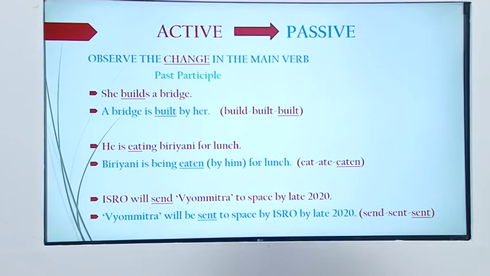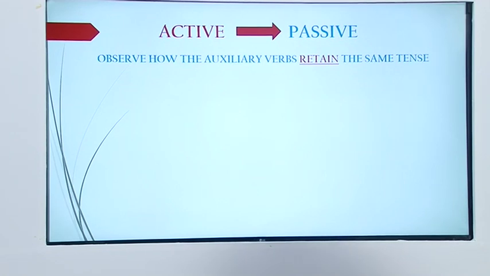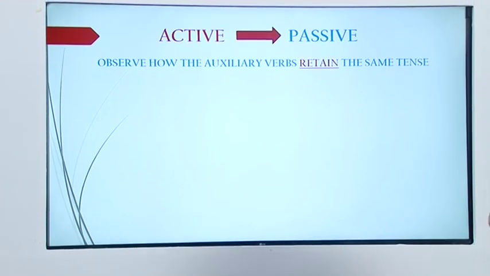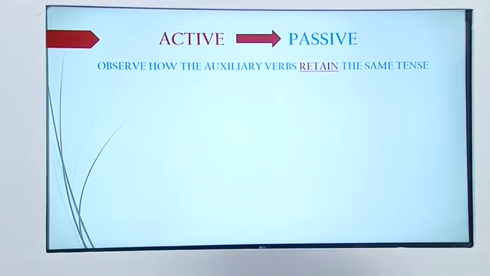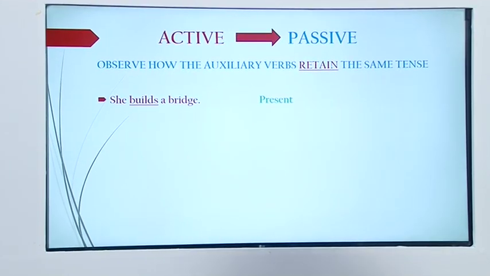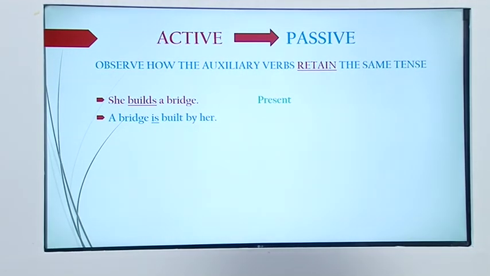Now, when it comes to the auxiliary verb or the helping verb, you will notice that it will retain the same tense, okay. Tense indicates time. So, the auxiliary verb or the helping verb always indicates the tense. So, she builds a bridge is in the present. Just notice the auxiliary verb there, is. The present tense form of be, which agrees with she. Is agrees with she.